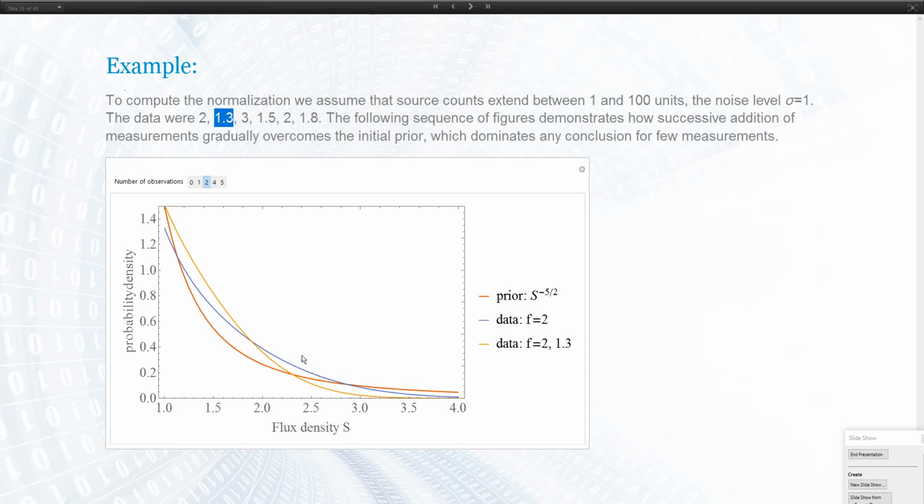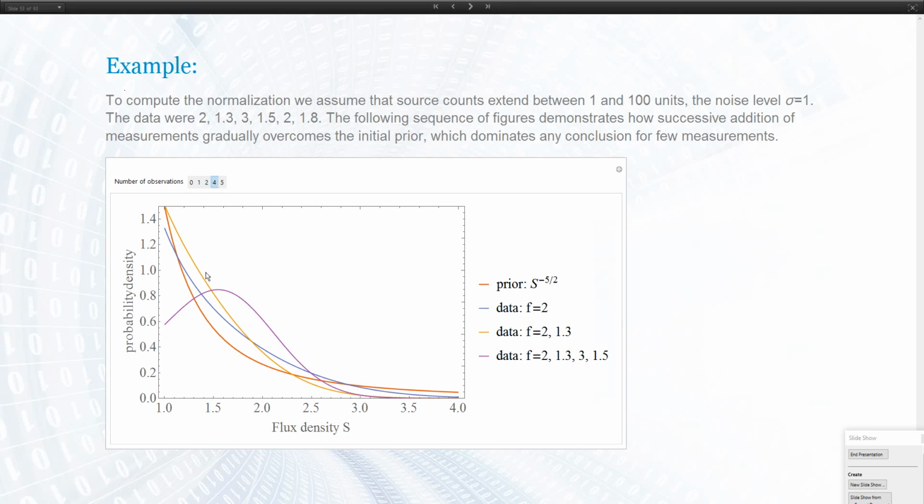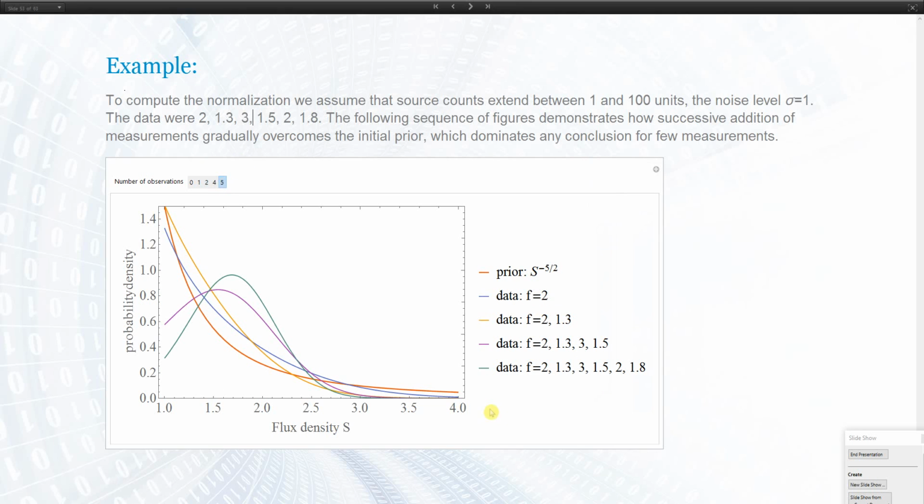And we can do this again for the other measurements. Here I have for the first 4 measurements, it becomes like this. For the 5th measurement, it becomes like this. And after 5 measurements, we would say, okay, the expectation value is something like 1.7 or 1.8 with a given confidence interval for the true flux density on the sky. Okay.